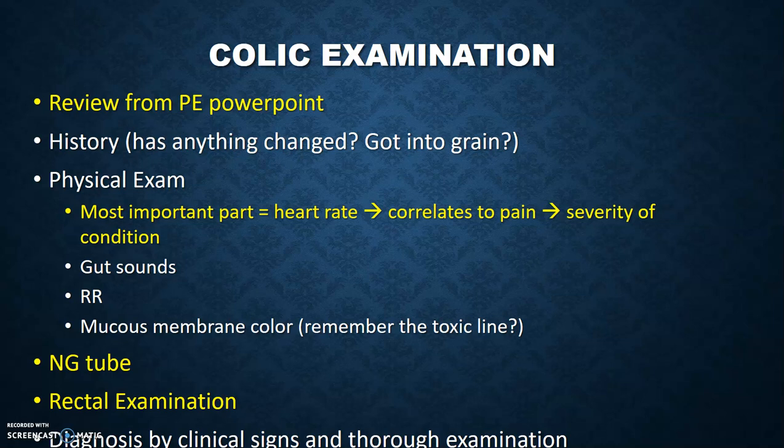Respiratory rate. Is that increased? Increased rate, increased effort can be from pain. Mucous membrane color. Hopefully it's still pink, moist, etc. But if you see that purple toxic line, you know things are going south pretty fast. You'll also end up passing an NG tube. I do this in all of my colic exams just to make sure, both to see if there is anything backing up into the stomach, any intestinal reflux, and also I always end up administering at least some warm water, if not some Epsom salts. Rectal exam to see if you can feel anything abnormal. And then between all this and their clinical signs, you will be able to make a diagnosis.